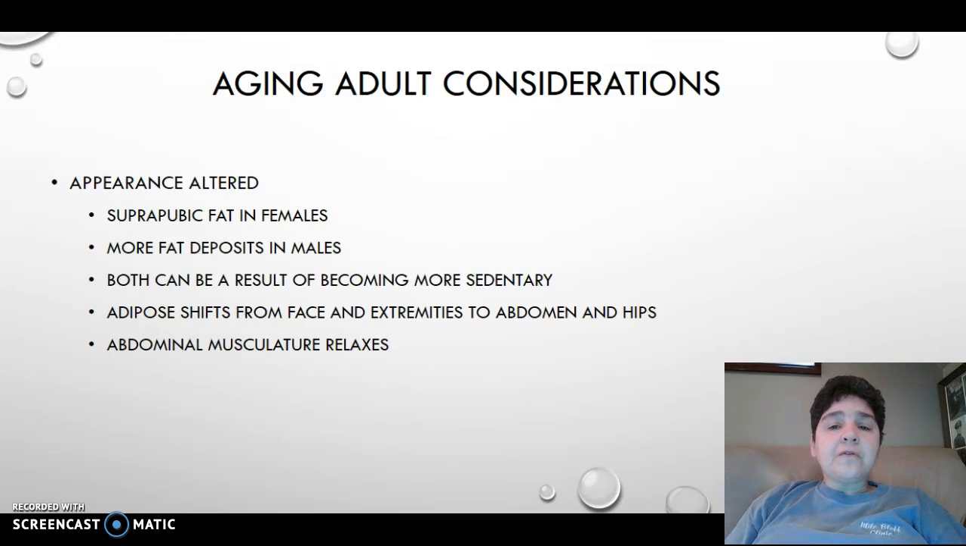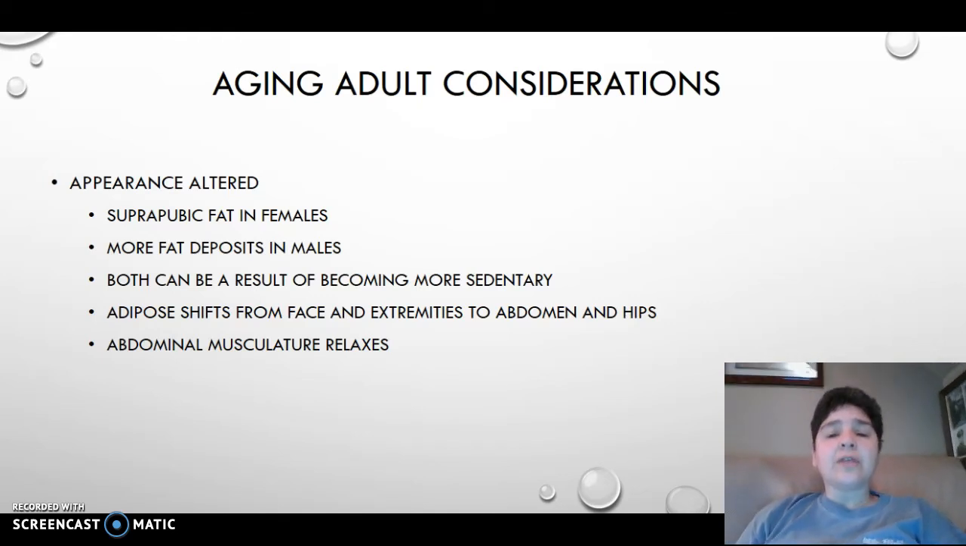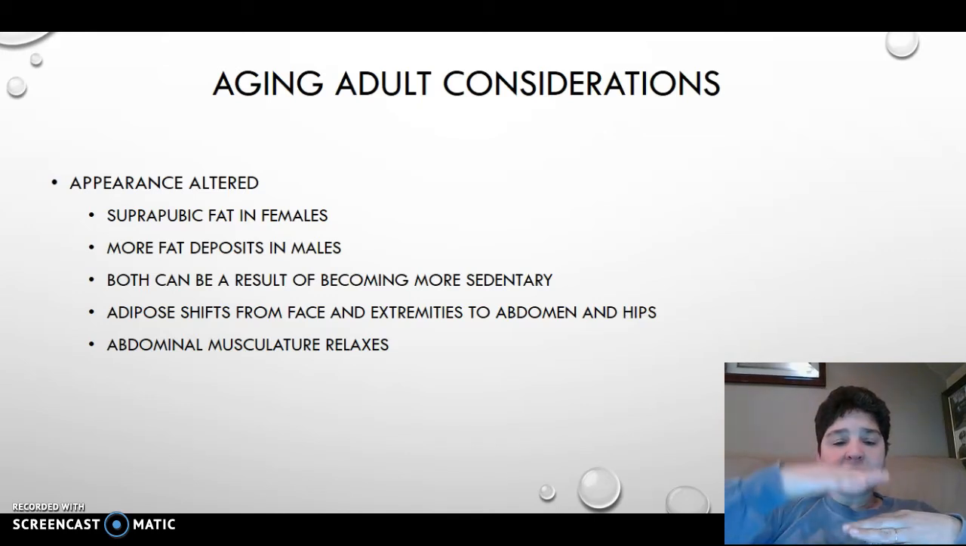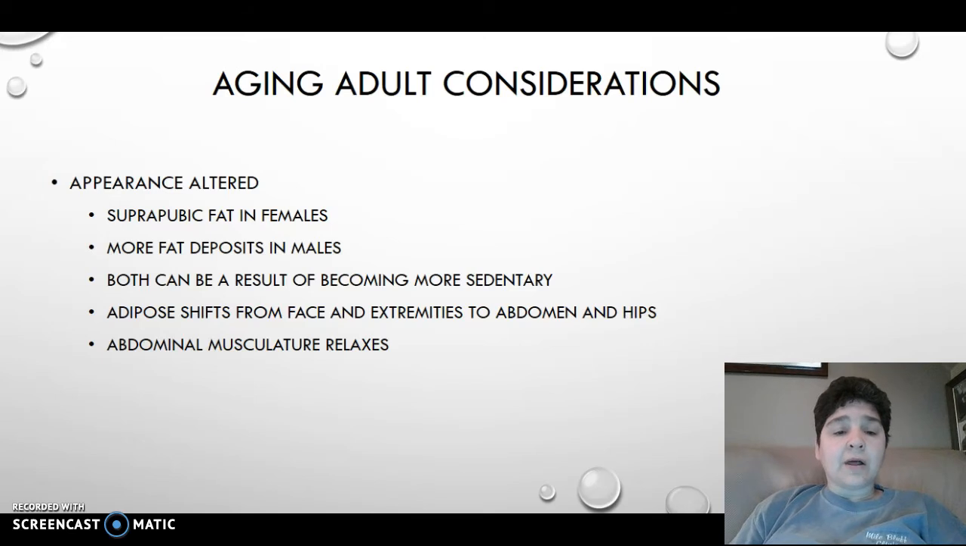But for aging adults, when we're talking about the abdominal region, remember again that the appearance is altered, just kind of the same as what we see with most of the anatomical features of older adults. We have that appearance alteration. In females, we tend to get more fat suprapubic. So think about the pubic area and right above the pubic area, obviously right over what we consider our belly. We have more fat in that area.